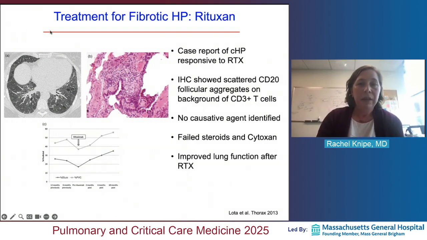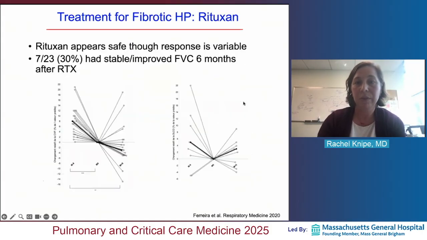In fibrotic HP, there have been some case reports of patients treated with rituximab. So this is one case of a patient that was refractory to steroids and Cytoxan and was treated with rituximab and showed improvement of lung function over time. Of course, this is just one patient, but they did report positive results with the use of rituximab in refractory fibrotic HP. And then this is a slightly larger study of 23 patients.